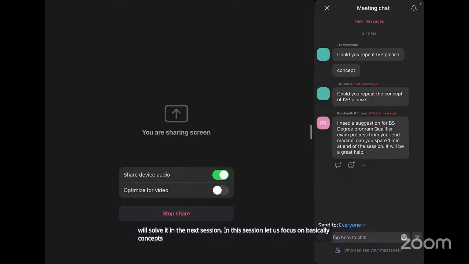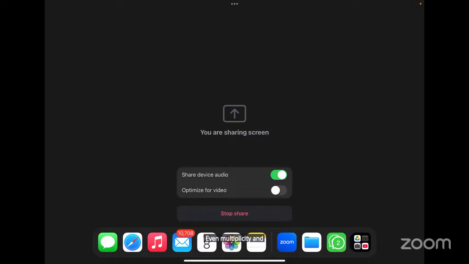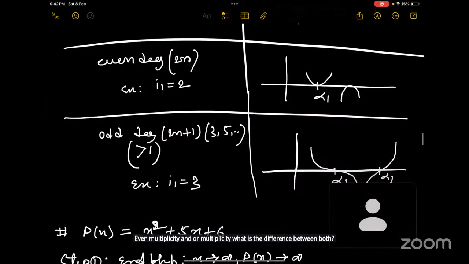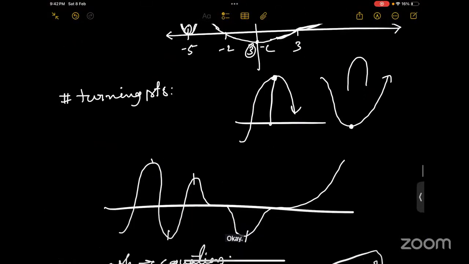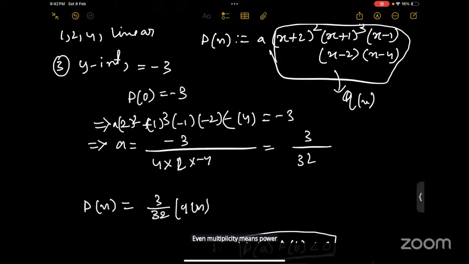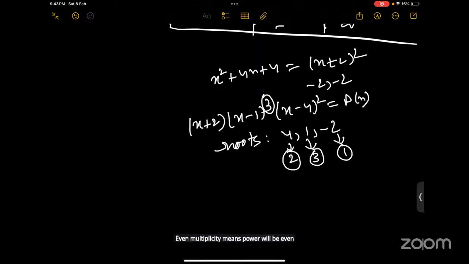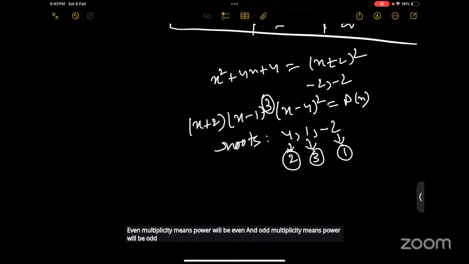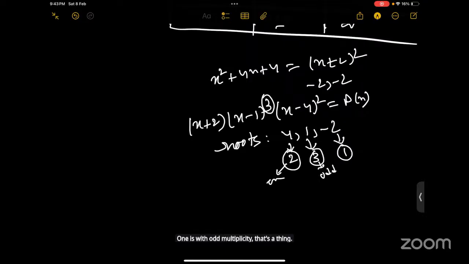Ma'am, what is the difference between even multiplicity and odd multiplicity? Even multiplicity means the power will be even, and odd multiplicity means the power will be odd. So here 4 is with even multiplicity, 1 is with odd multiplicity. That's the thing.